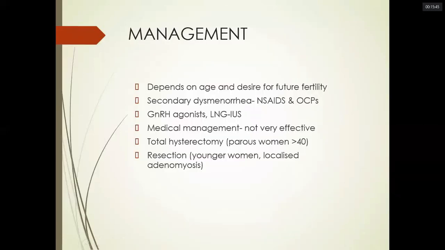So management depends upon the age and desire for future fertility. In case of secondary dysmenorrhea, we can prescribe OCP and NSAIDs. GnRH agonists like danazol could also help. However, the levonorgestrel intrauterine system, that is Mirena, is more effective than any other method. But medical management is not so effective, and the only treatment is total abdominal hysterectomy.